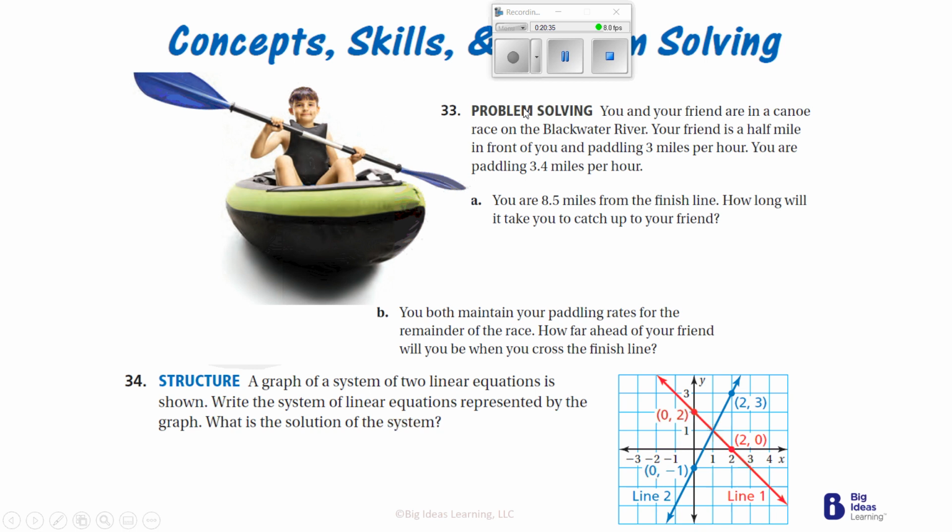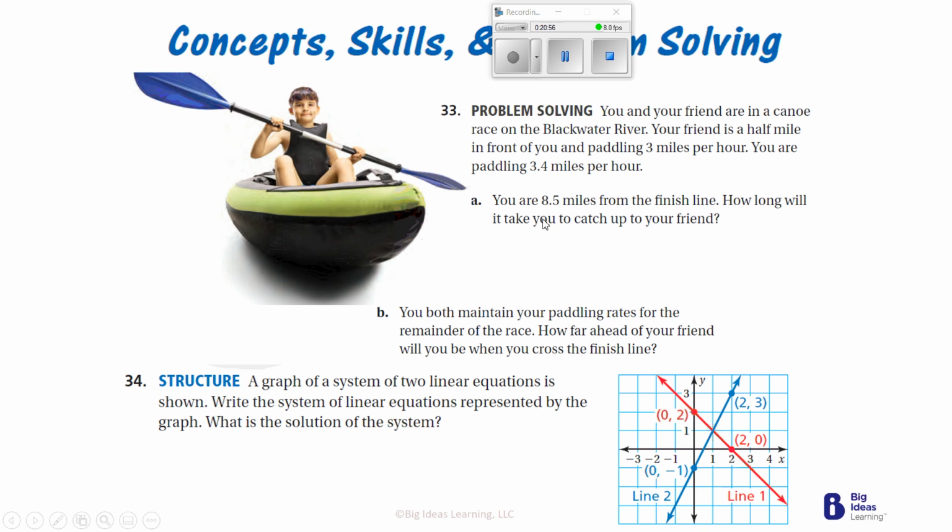All right, let's go to 33. You and your friend are in a canoe race on the Blackwater River. Your friend is a half mile in front of you and paddling 3 miles per hour. You're paddling 3.4 miles per hour. You are 8.5 miles from the finish line. How long will it take you to catch up to your friend?